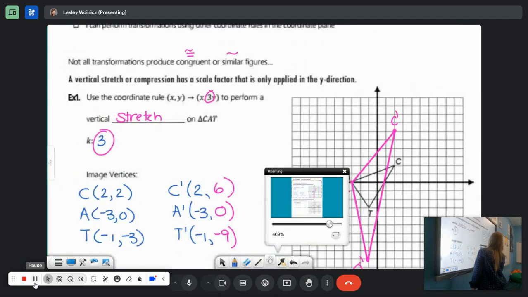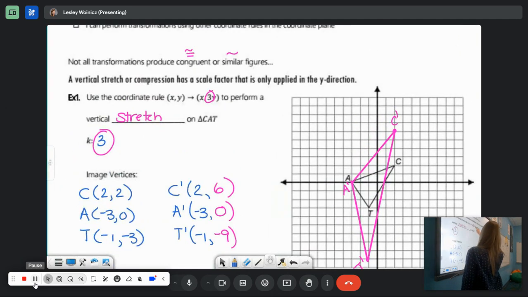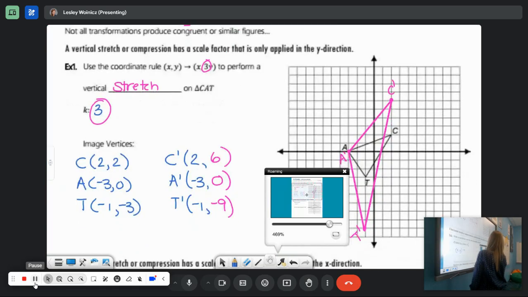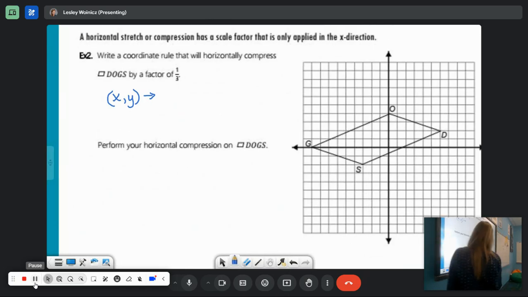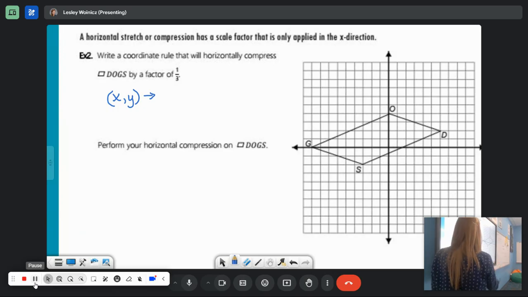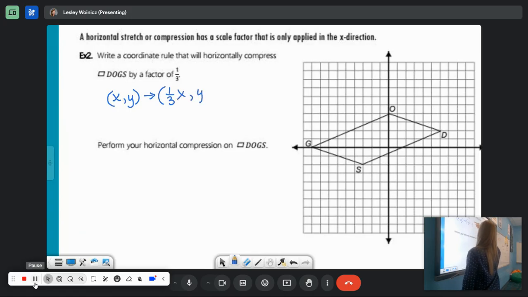Now on this one, we multiplied the y's by 3 to get a vertical stretch. What do you think we would have to do to change the x's only? Yeah, we just use a 1/3, but do we do it to the x's or the y's if we want to compress horizontally? Yeah, the x's. So we are going to multiply the x coordinates by 1/3 and leave the y's unchanged.